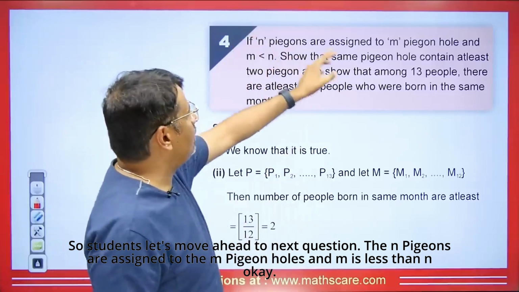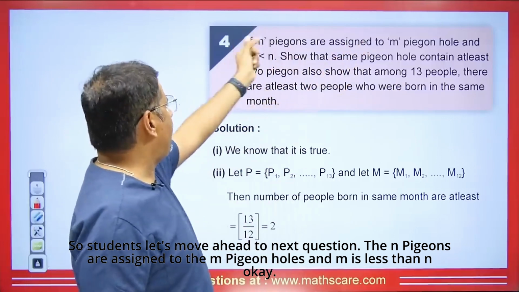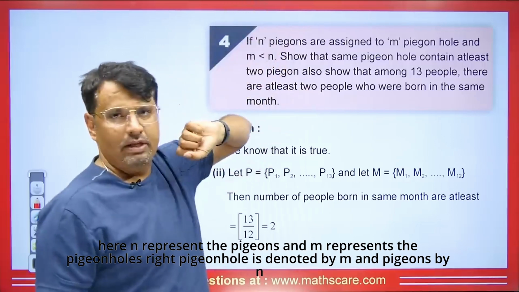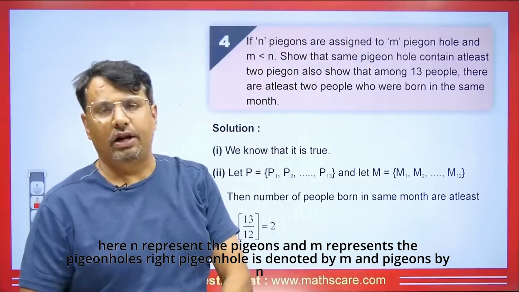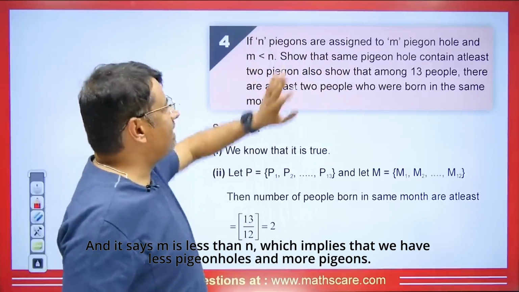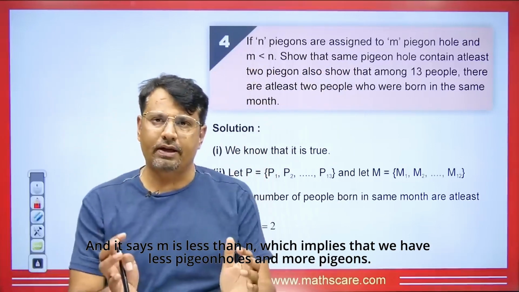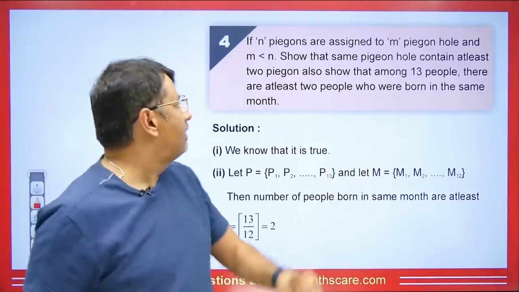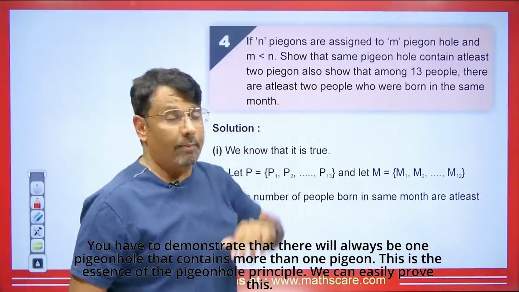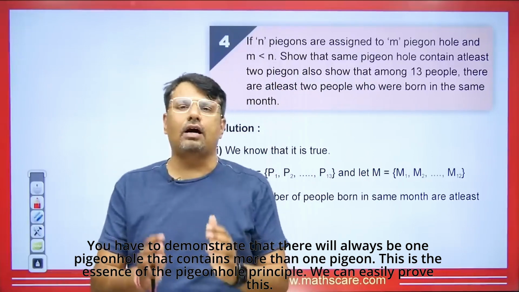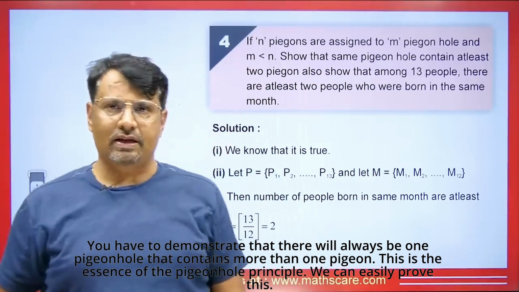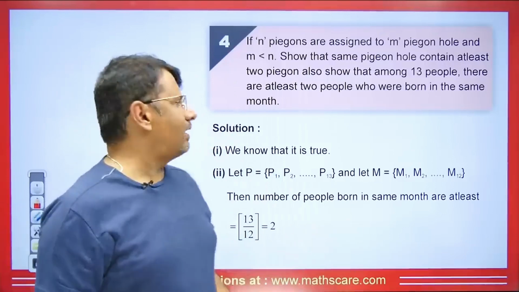The n pigeons are assigned to the m pigeonholes, and m is less than n, okay? Here, n represents the pigeons, and m represents the pigeonholes, right? Pigeonhole is denoted by m, and pigeons by n. And it says m is less than n, which implies that we have fewer pigeonholes and more pigeons. Show that some pigeonhole contains at least 2 pigeons also. You have to demonstrate that there will always be 1 pigeonhole that contains more than 1 pigeon. This is the essence of the pigeonhole principle. We can easily prove this.